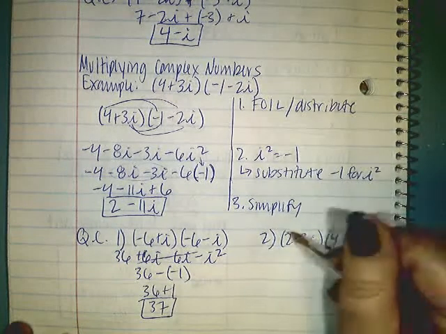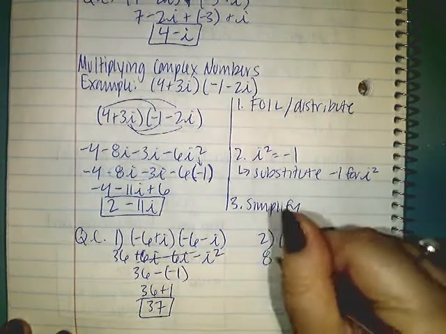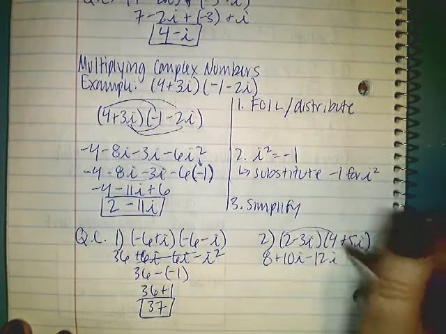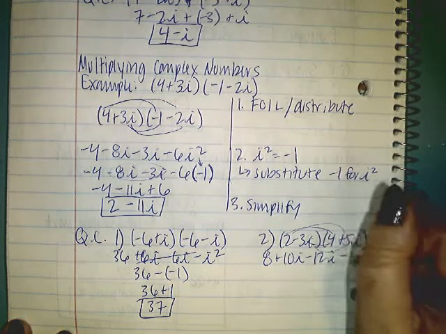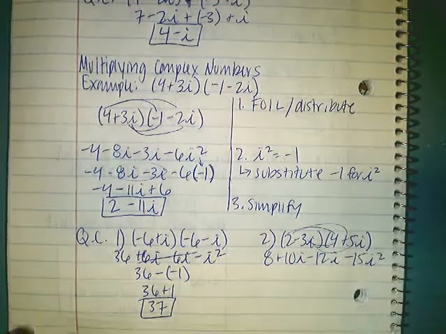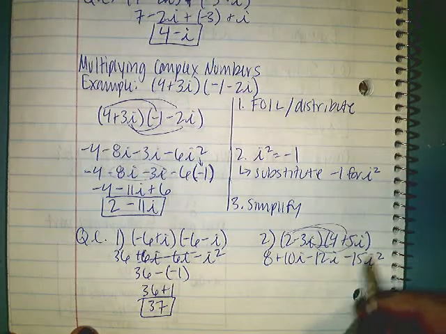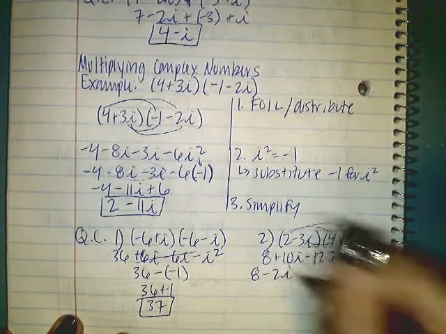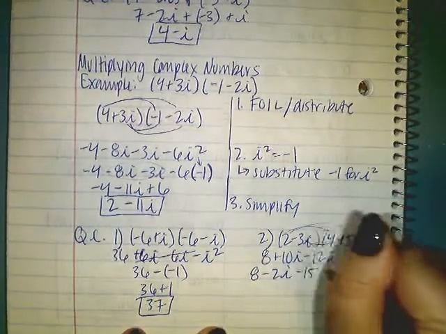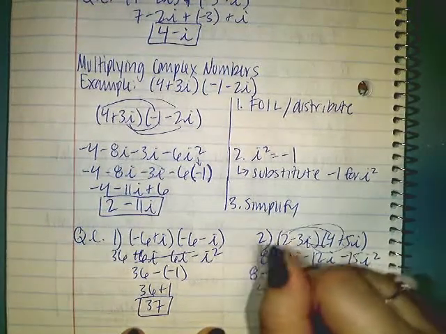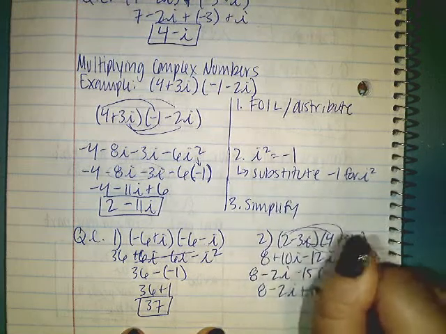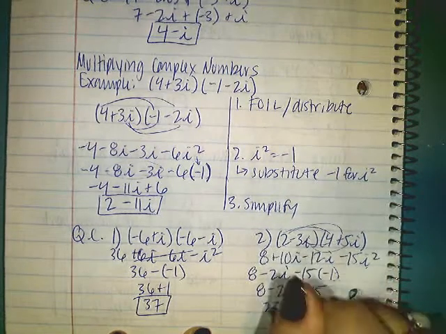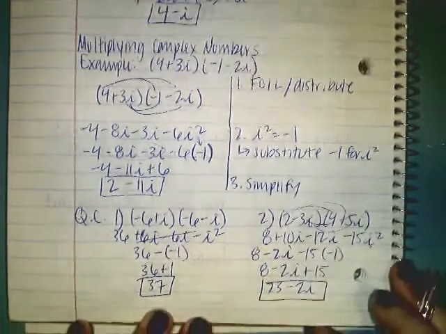Now I'm going to do the other one. So I'm going to get 8 plus 10i minus 12i, sorry, I didn't draw my lines, minus 15i squared. Combine my like terms, replace i squared with negative 1. I get 8 minus 2i minus 15 times negative 1, which becomes plus 15. And then I end up with 23 minus 2i. And that is my final answer.